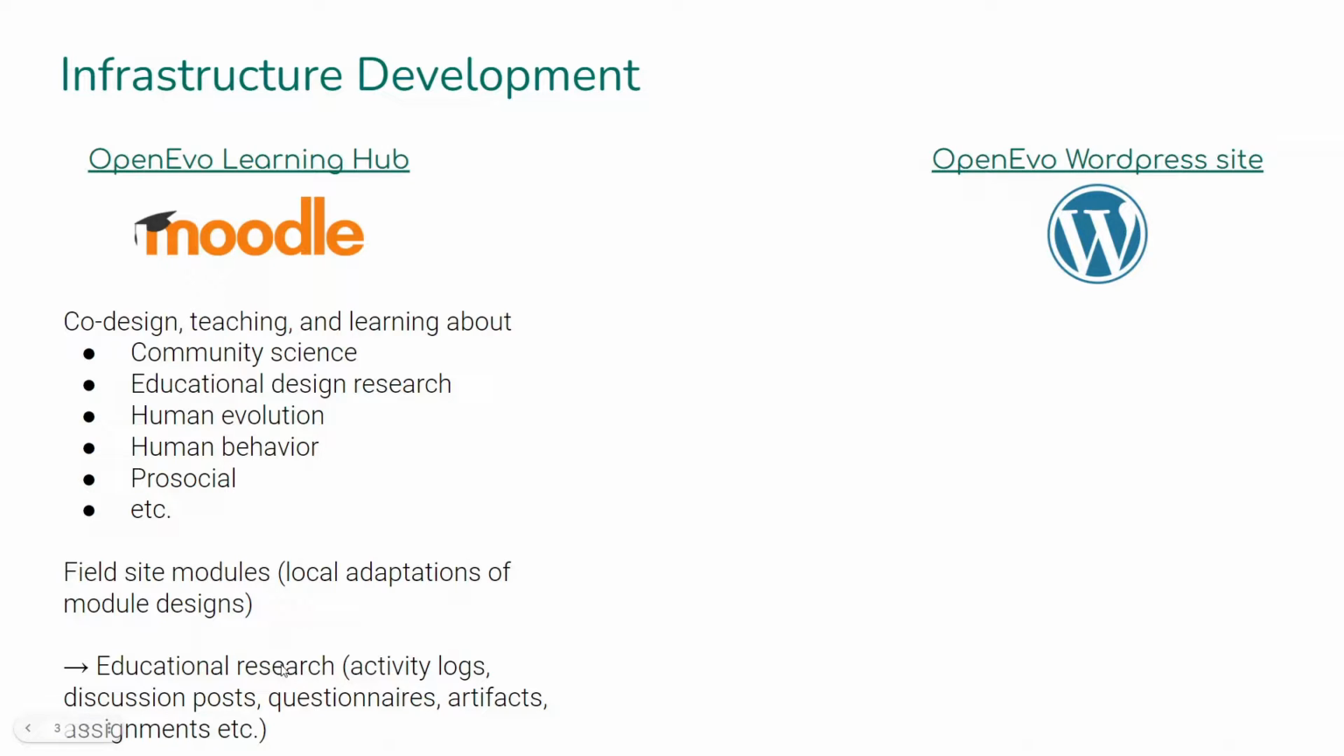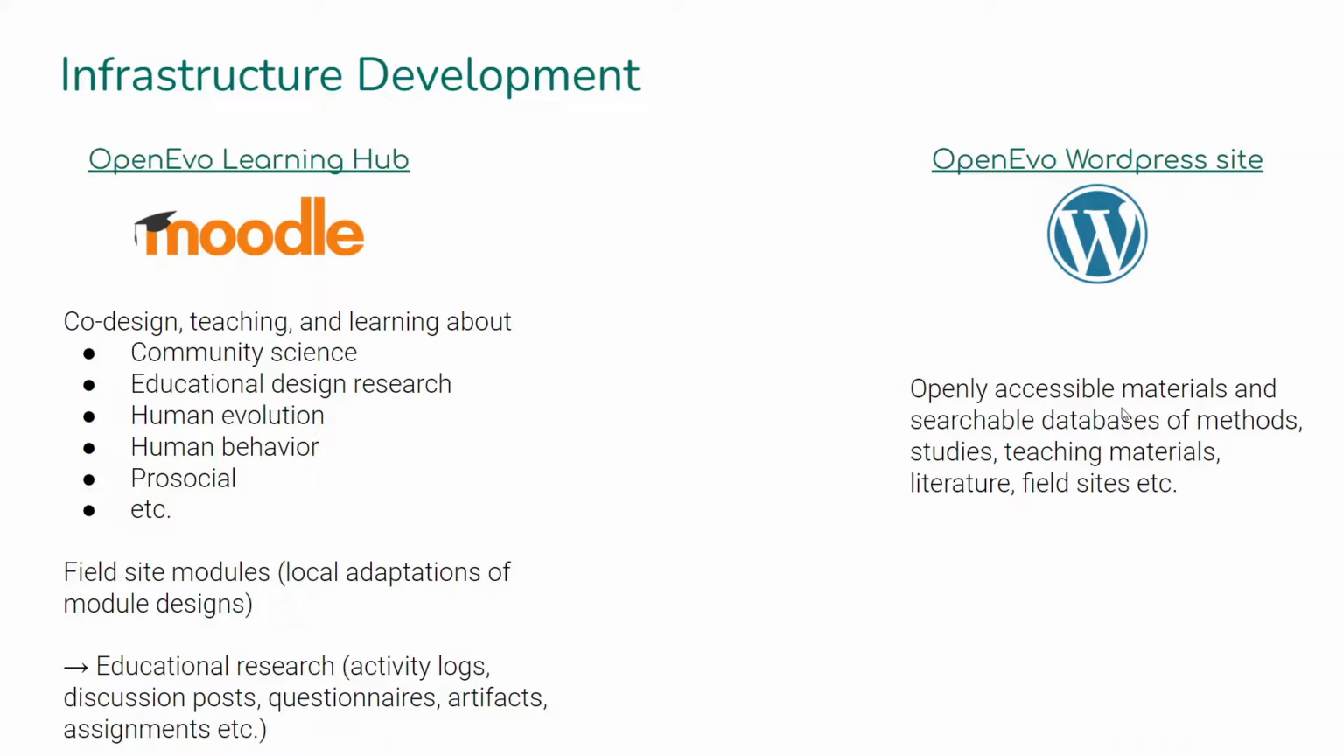On this Moodle, we're planning to do most of our educational design research because we get a lot of data there, like activity logs, discussion posts, questionnaires, assignments, and so on. And the good thing is that this data is sitting on our own server. The WordPress site is a space where we can make a whole bunch of materials openly accessible, and we're trying to structure this in several databases of methods, studies, teaching materials, literature, field sites, and so on.